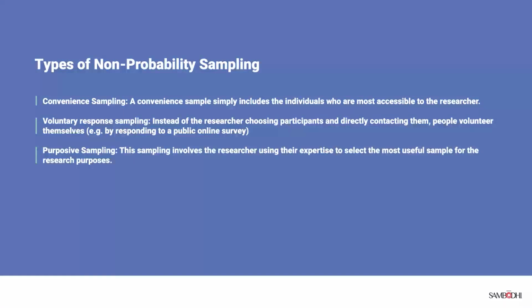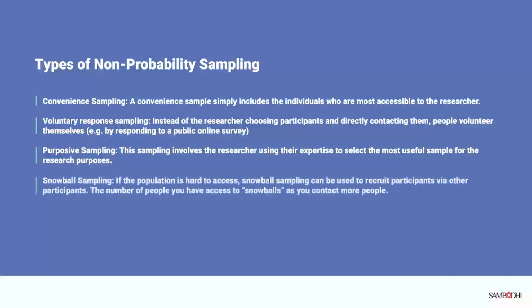Then we have purposive sampling, which involves the researcher using their expertise to select a sample that is most useful to the purposes of the research. And finally, we have snowball sampling. If the population is hard to access, snowball sampling can be used to recruit participants via other participants. The number of people you have to access snowballs as you get in contact with more people.